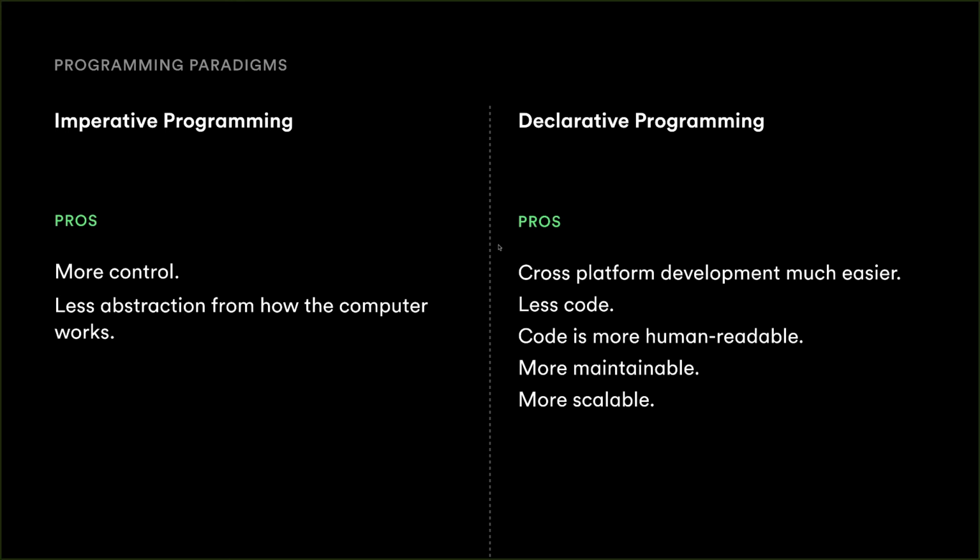actually works. But with declarative programming, one huge pro is that you can much more easily develop for multiple platforms. So in SwiftUI, for example, you can write code once, and with very minimal changes, it will work for the watch, the iPhone, the iPad, the Apple TV, and native Mac apps, just as an example.